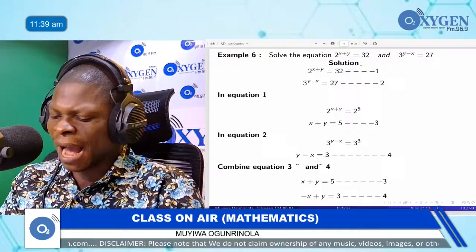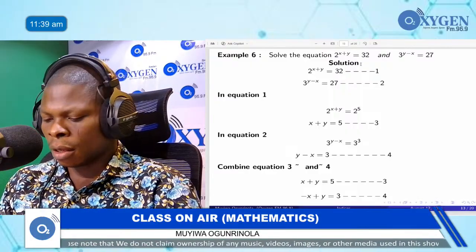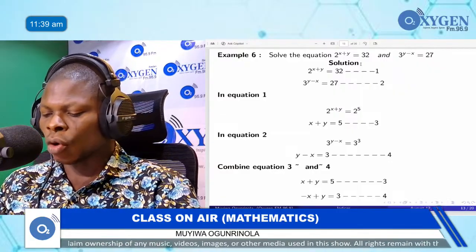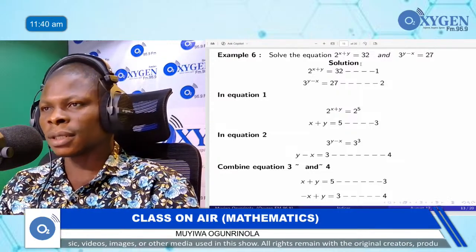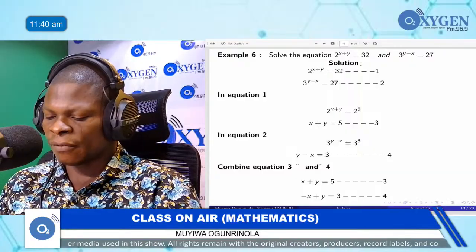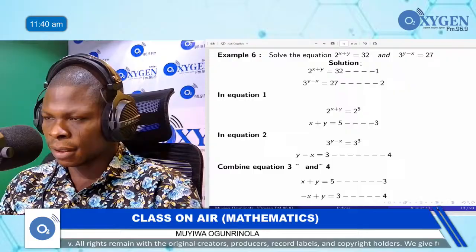Since they have the common base, then we need to equate the power. So we are going to have x plus y is equal to 5. Let's call that one equation 3. x plus y is equal to 5.